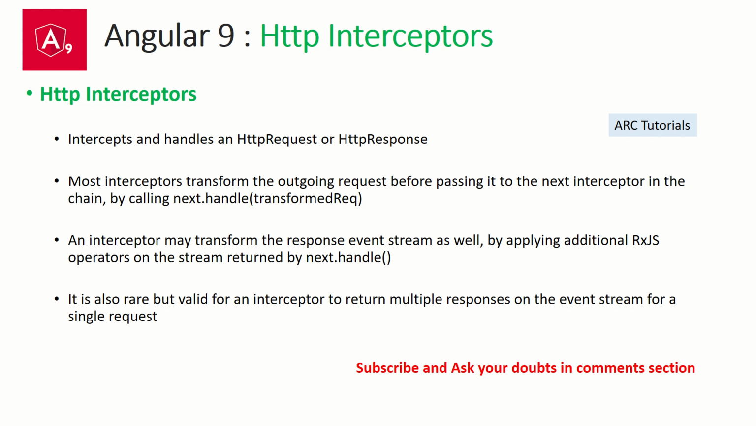Most interceptors will transform the outgoing request before passing it to the next interceptor. Remember, there can be multiple interceptors, that is multi is true. An interceptor may transform the response event stream as well, by applying additional RxJS operators on the stream returned by next.handle, which means we can put our logic basically in multiple interceptors. That's what it means.